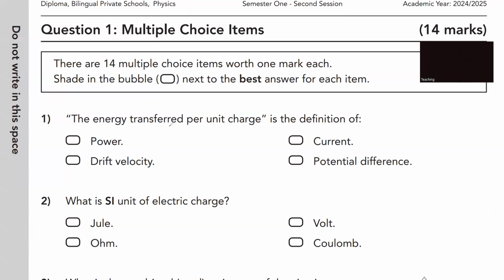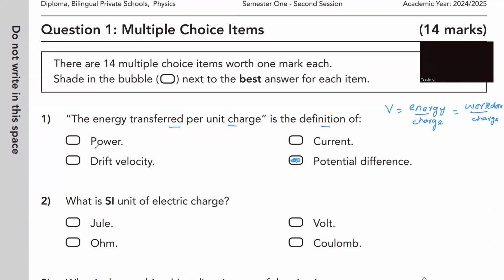The energy transfer per unit charge is the definition of what? So we already know that the potential difference is equal to energy per unit charge. This is the simple definition, or you can also say that work done per unit charge is also the definition of electric potential. So the right answer is potential difference.